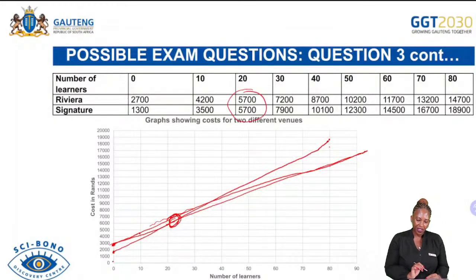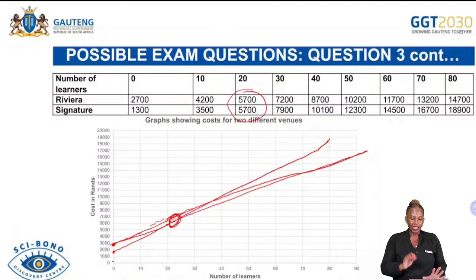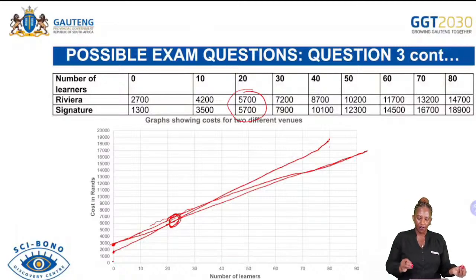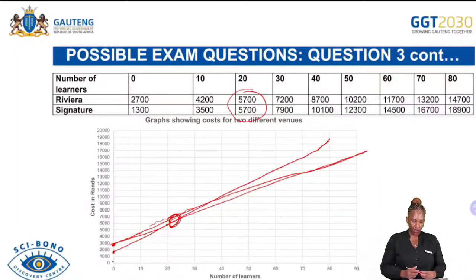As you'll be deleting, boys and girls, this point will come so nicely where it says at 20, it is the break-even point. 5,700 for Riviera, and then 5,700 for what? For Signature. So if the examiner asks you the break-even point for the Signature Hotel and Riviera Hotel, by merely looking at the table, it is at 5,700 for 20 learners, and then the amount is 5,700 rand. 5,700 for both Signature Hotel and Riviera Hotel.